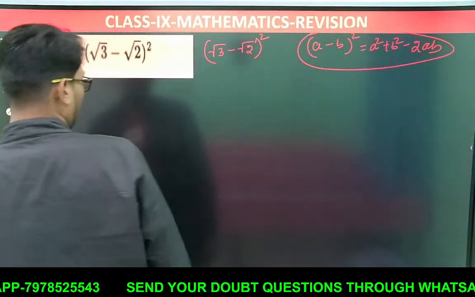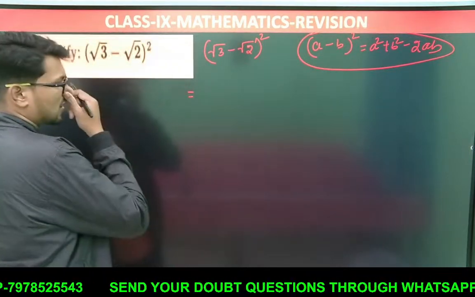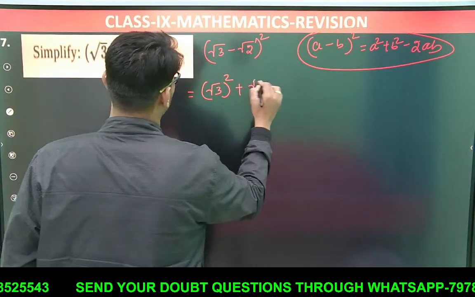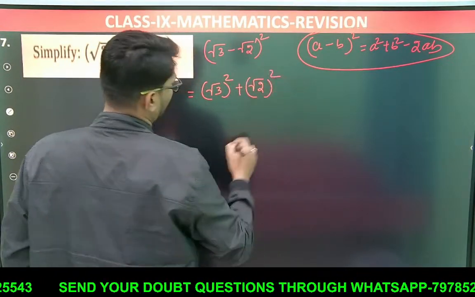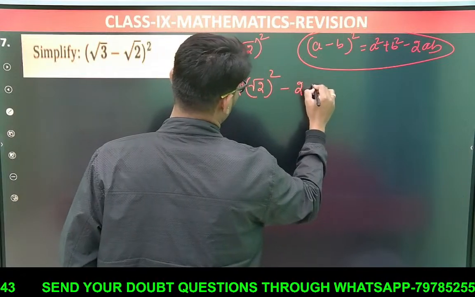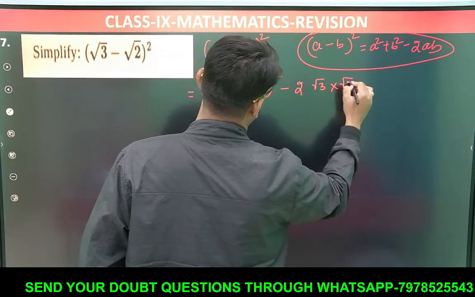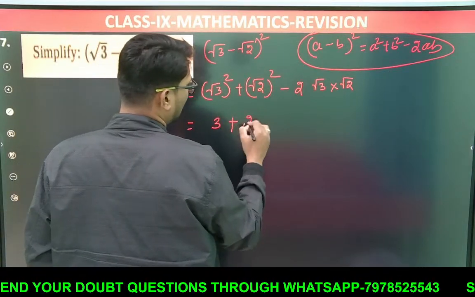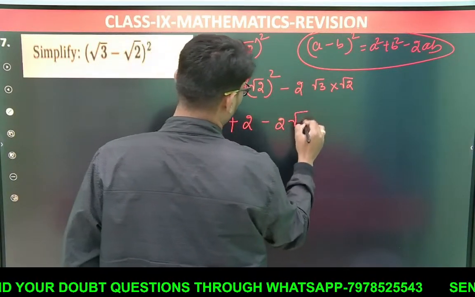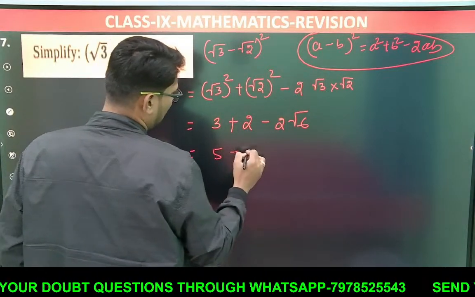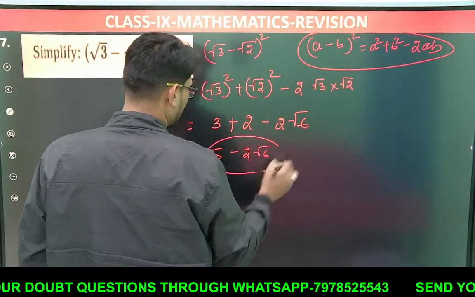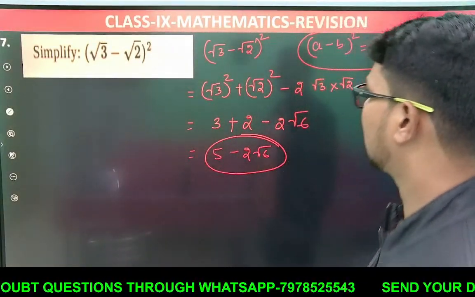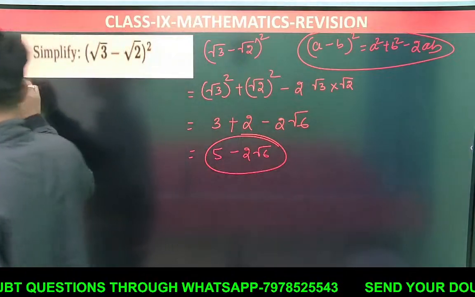So we can simplify. Let us solve this. Here a is root 3 square plus root 2 square minus 2 into root 3 into root 2. Root 3 square is 3, plus root 2 square is 2, minus 2 into root 6, which is 5 minus 2 root 6. This is the answer. I hope it is clear to all. Let us move to the next question.